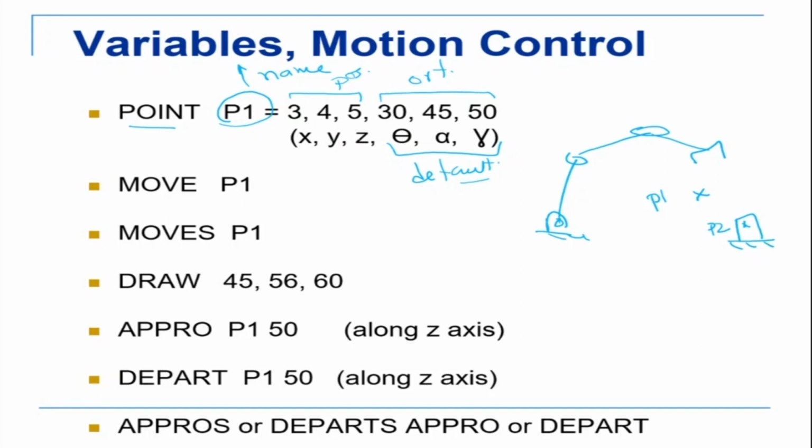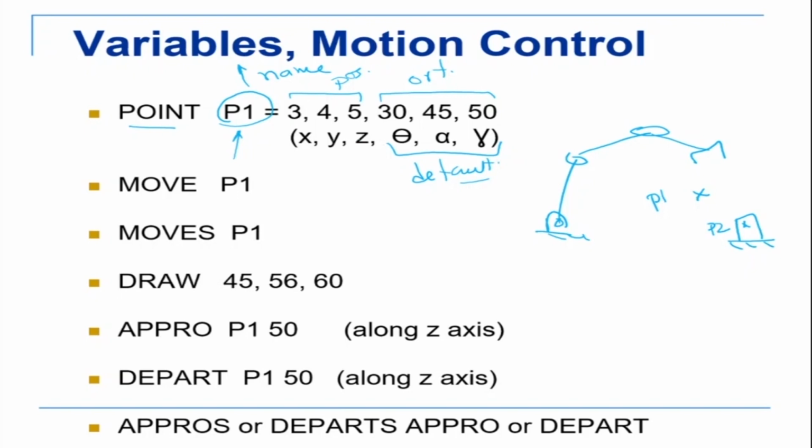Now, after defining points in space, we have to move to those points. So the first command is move P1. Just like in English, it has been made so simple that anybody can understand a robot program very easily. So move P1 means move to the point P1, and we have already defined P1 here. So it simply moves to the point P1.